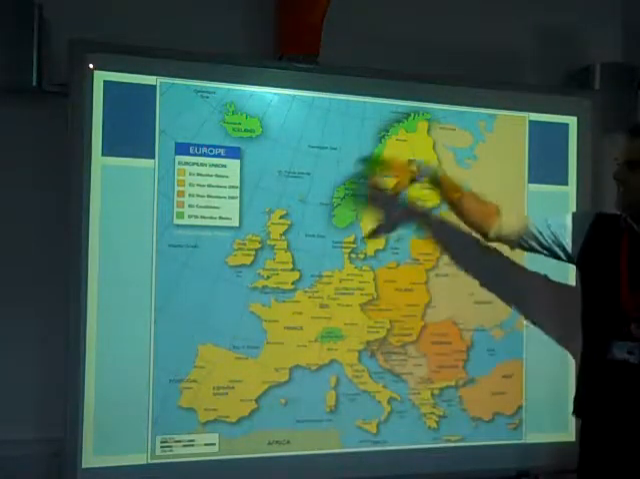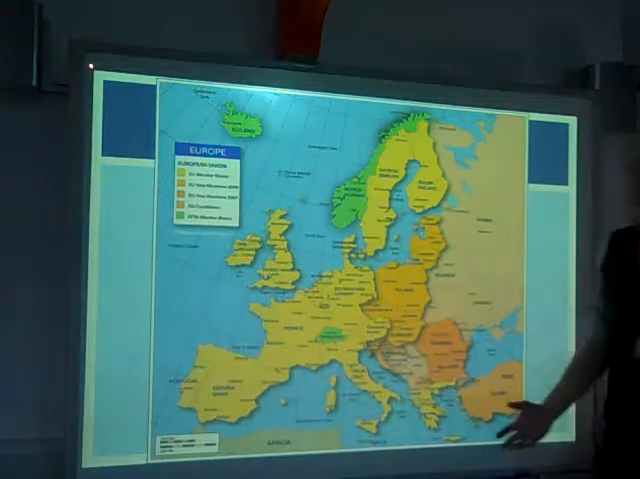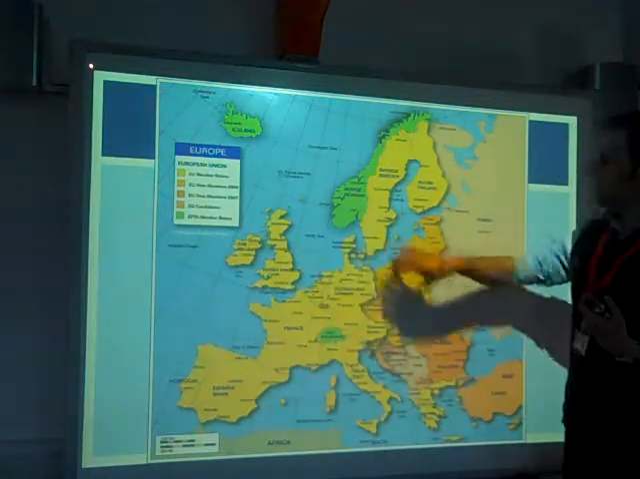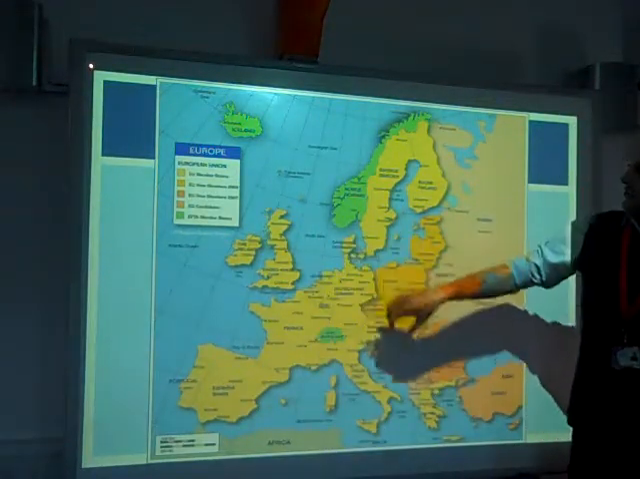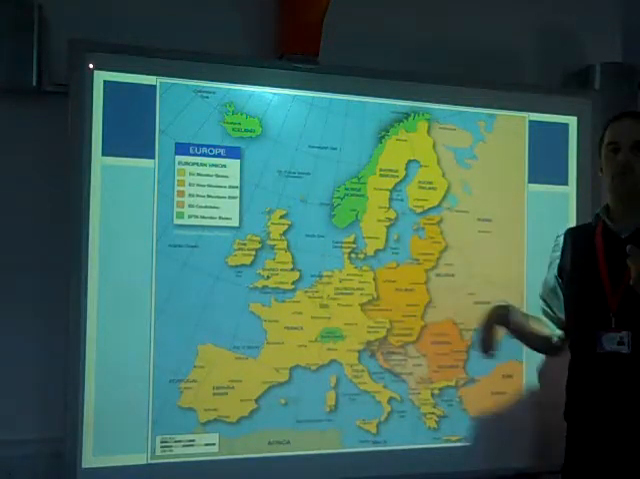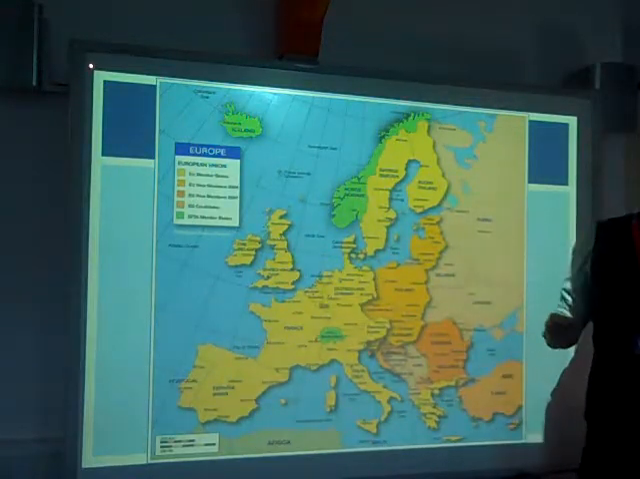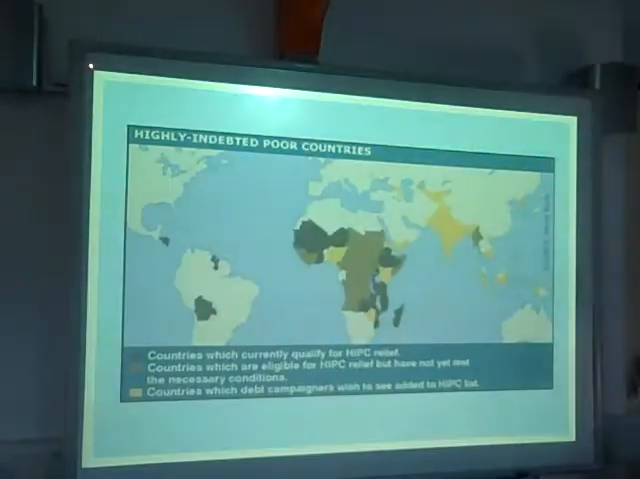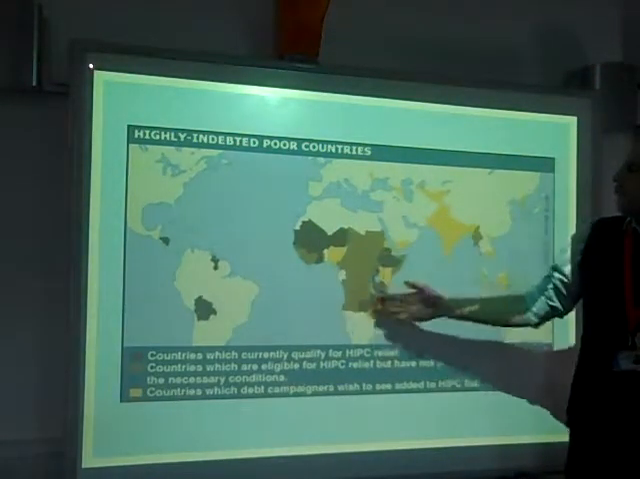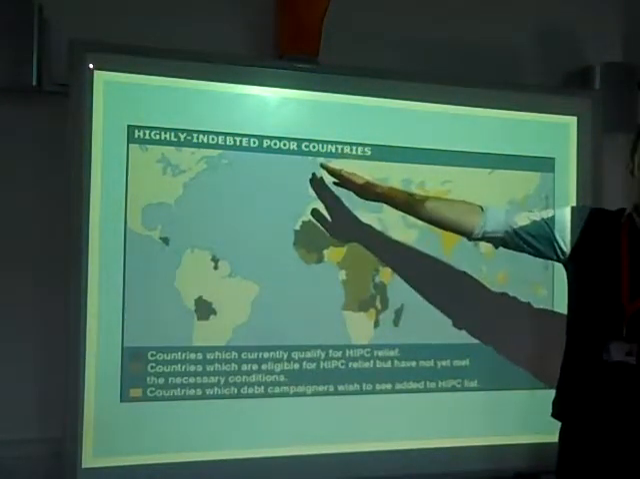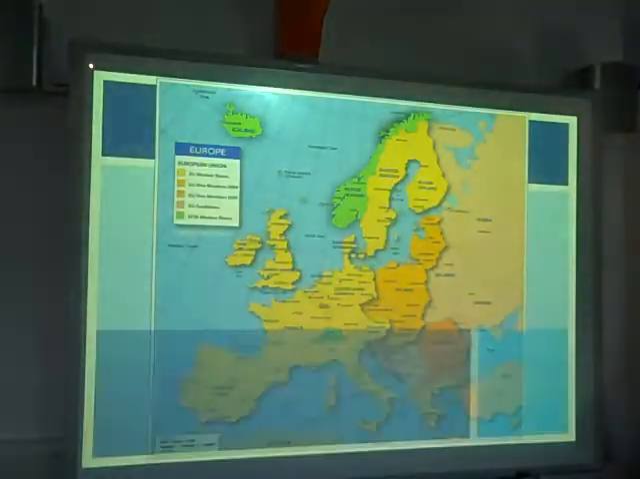If you look at the idea of trade blocks, the EU is an example. So for example, preferential tax rates will be given to countries trading within the EU, but those outside will have to pay a high rate of taxes. So going back, these highly indebted countries are not going to have the preferential access that the European countries had.